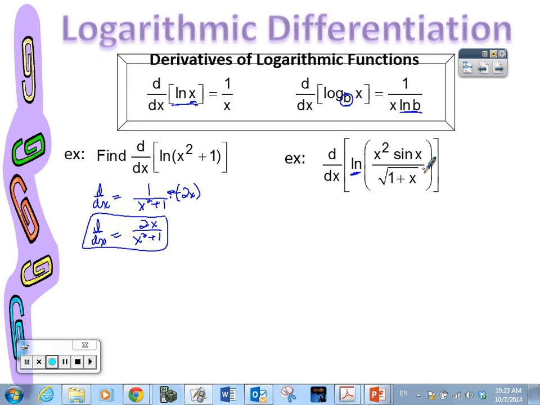Now, just for simplicity's sake, I'm going to do it all in one step. Hopefully that is not too disturbing to you. You don't have to do it all in one step. You can take it in pieces. But I'm going to go ahead and expand it all at once. So I would get 2 natural log x plus natural log sine x minus 1/2 natural log 1 plus x. And that's what I'm going to do the derivative of.